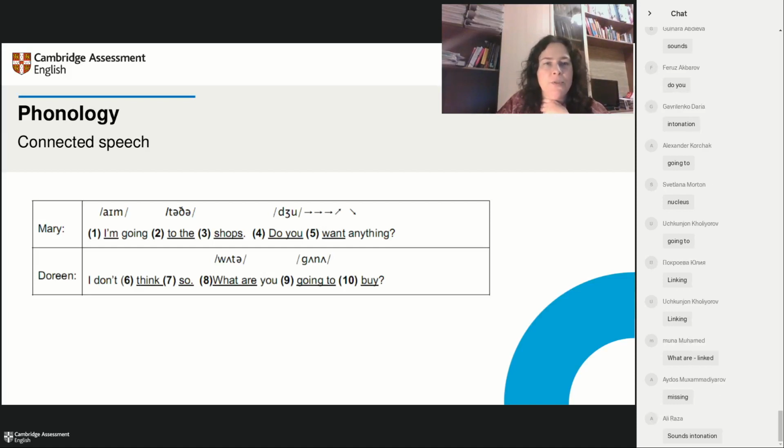Yeah, I can see lots of things. You are saying going, but what's the feature? What is the feature you want to highlight? Yeah, I am. What is I am? Weak forms. Good. Okay, we have a couple of schwas here highlighted. The weak form of the preposition and the article. Yeah, very good. Then the contractions, thank you very much.